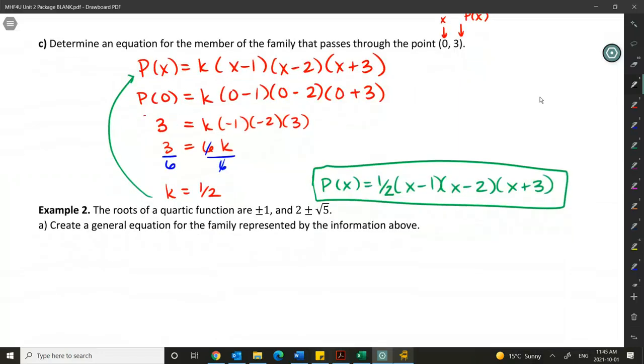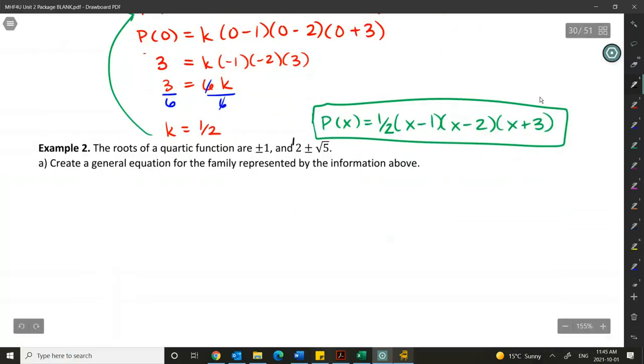Now we have a quartic function. Its roots are positive 1, negative 1, 2 plus root 5, and 2 minus root 5. This is a little bit different than some stuff that we've seen in the past. You might remember this back from grade 11. In our very first unit, we talked about how we simplify radicals, and then we solved some equations, and we kept our quadratic formula in exact form. Do you guys remember doing that in grade 11?